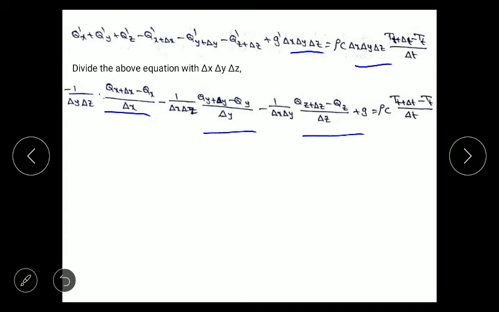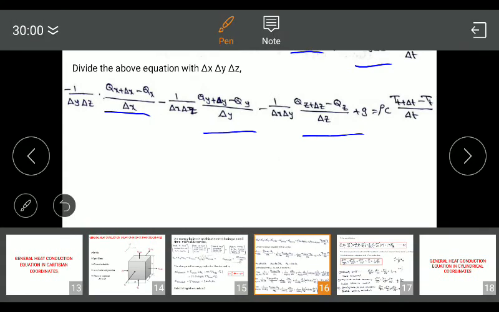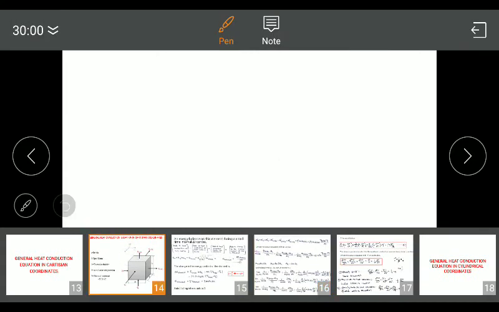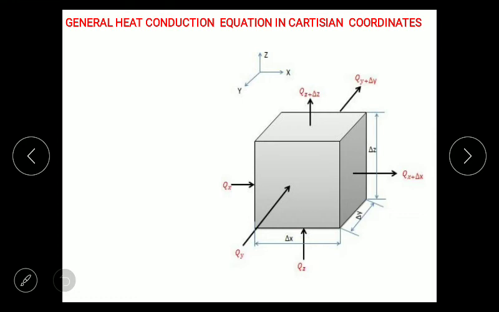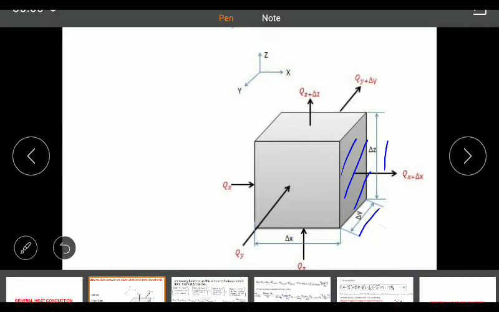Now we know the areas of the sides. Suppose we consider this element again. In this element, in the x direction, this is the face exposed in the x direction. The cross-sectional area in the x direction is length into width, that is delta y into delta z. So the area in x direction, ax, equals delta y into delta z.